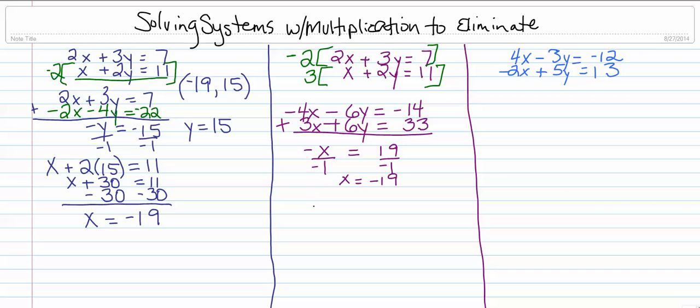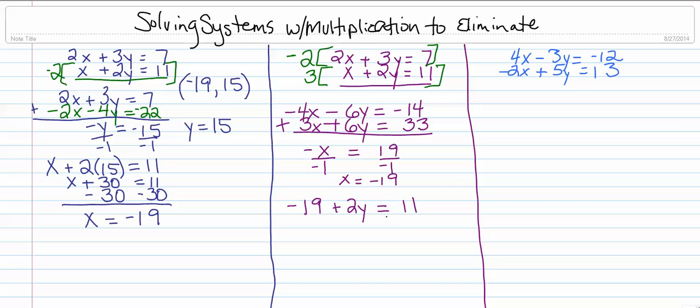I'm going to go to the original second equation because there's nothing that x is being multiplied by there, and it'll save me a step in the long run. If you don't realize that, it's no big deal. You should still get the same answer as your neighbor would if you plugged it into the first and your neighbor plugged it into the second.